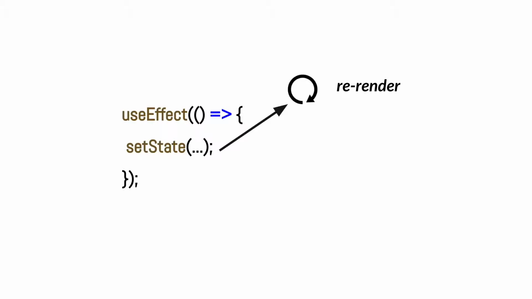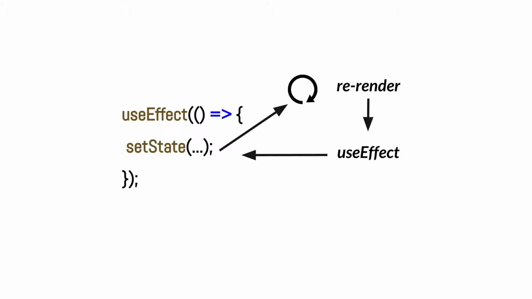Now, the useEffect hook runs on every render. So the useEffect hook would once again call setState. The setState triggers a re-render again, which calls useEffect once more, which calls setState, which triggers a re-render, and so on and so forth. So there's this endless loop scenario.